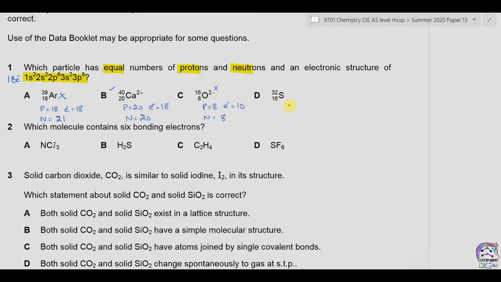D is sulfur. We have 16 protons, 16 electrons, and number of neutrons is 32 minus 16, 16. Now we can see that the electronic configuration is not equal to 18, so therefore it is not sulfur. So the only option that is correct is part B.